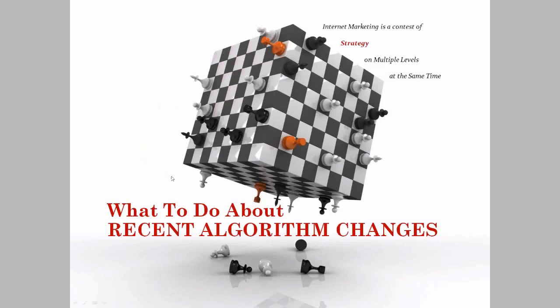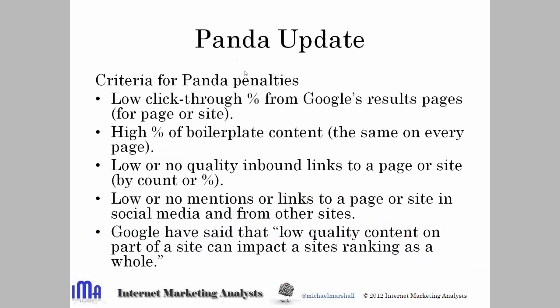So, what to do about some of these recent changes? Let's talk about Panda first. There's some criteria that you're looking at for Panda that you need to keep in mind. A low click-through rate percentage from Google's result pages for a page or a site can be something that deems your page as low quality.